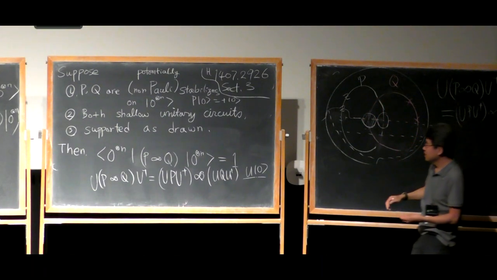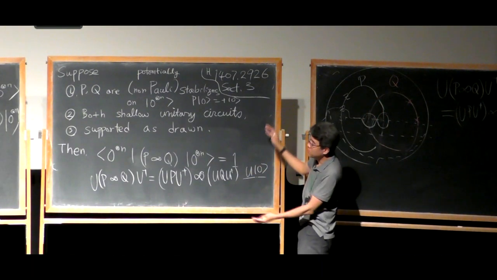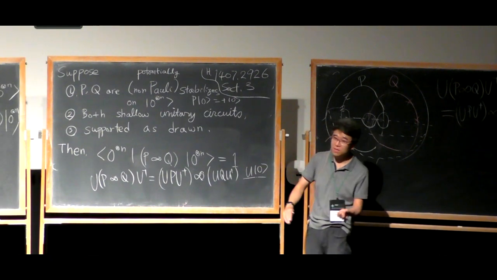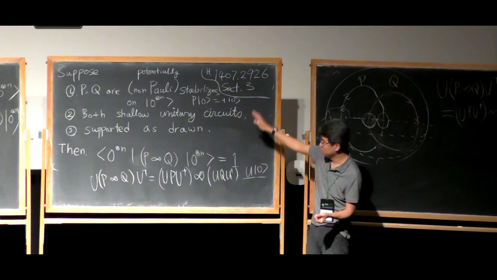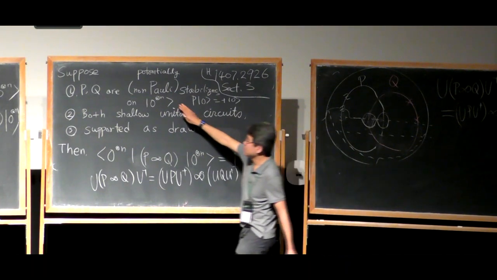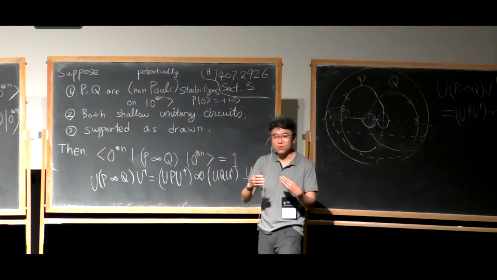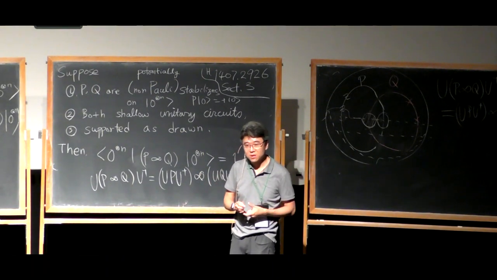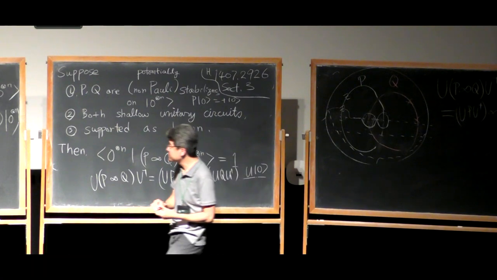So since you're considering all possible operators, and you show that it's vanishing, finding one non-counter example to this shows that the underlying state cannot be this. That's why you prove the inequality between the potentially evolved state and the toric code state. Okay. Any questions?